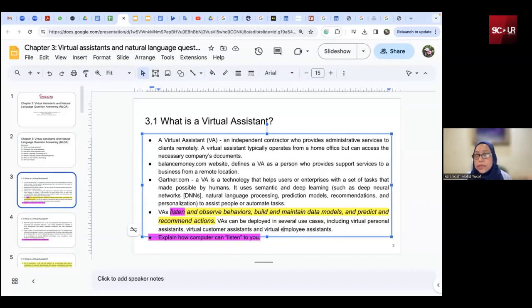Other than that, I'll give you 2-3 minutes to Google online what it means when we say the computer can listen. A lot of things that you can find.